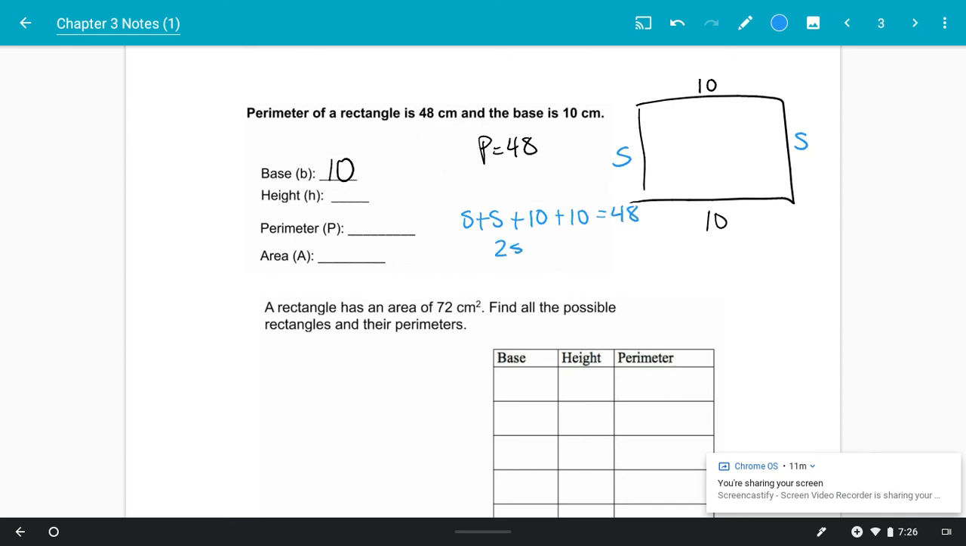That means 2S plus 20 equals 48. And now we can solve. Minus 20, minus 20. Those are gone. 2S equals 28. Divide by 2, divide by 2. S is 14. So these two sides are 14.